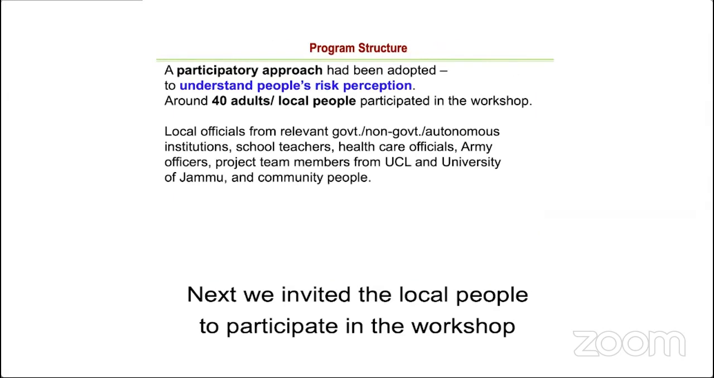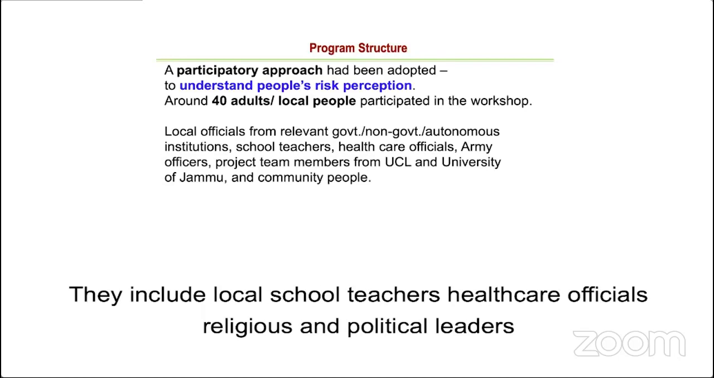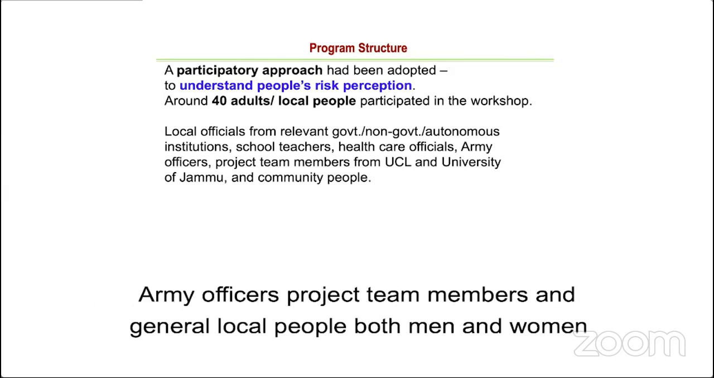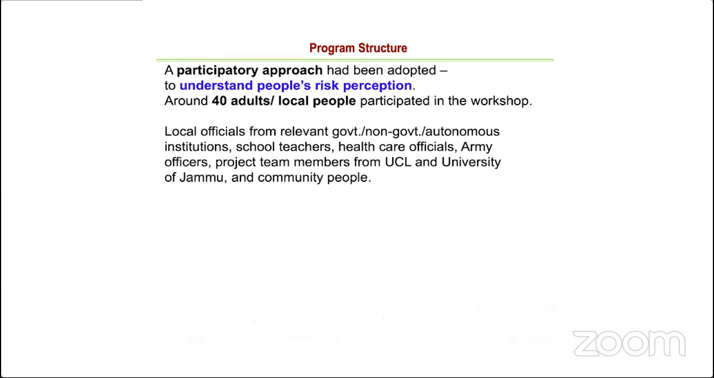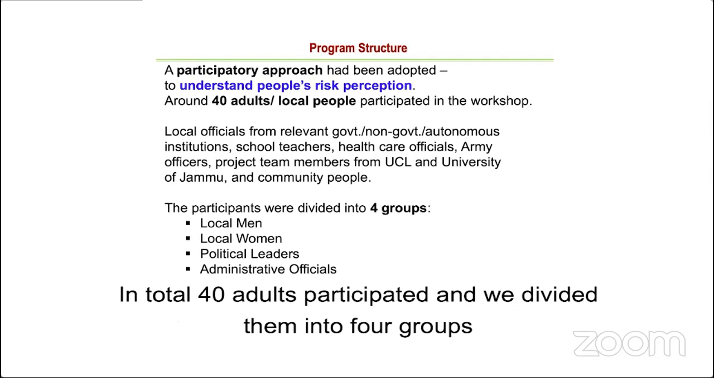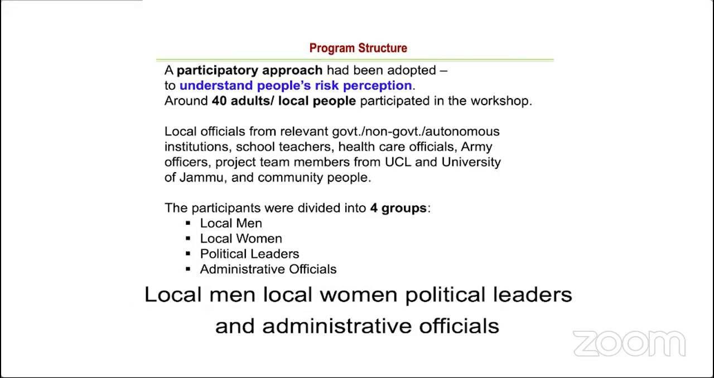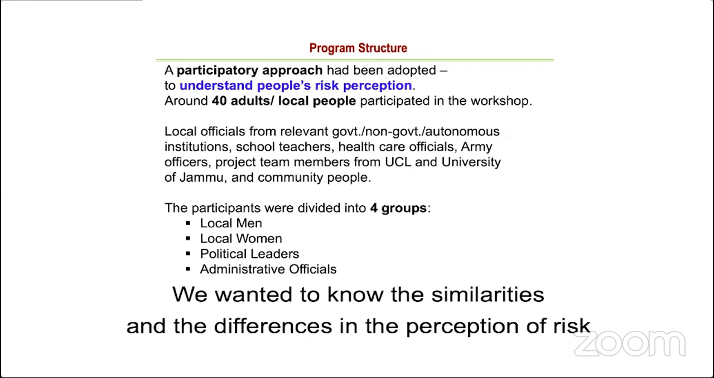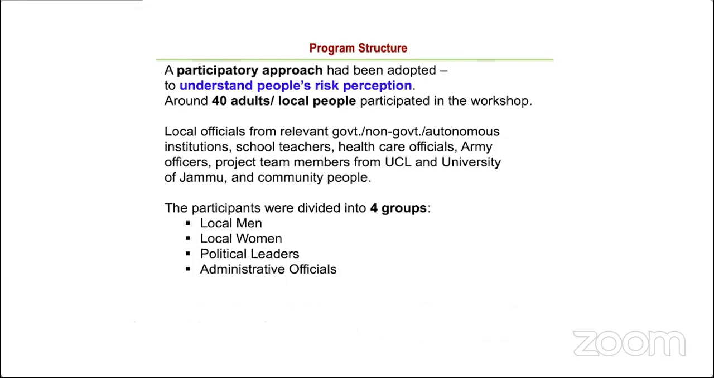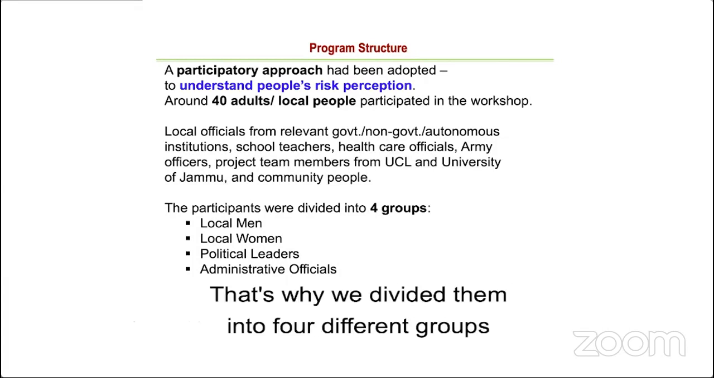Next, we invited the local people to participate in the workshop. They include local school teachers, healthcare officials, religious and political leaders, army officers, project team members, and general local people, both men and women. In total, 40 adults participated, and we divided them into four groups: local men, local women, political leaders, and administrative officials. We wanted to know the similarities and dissimilarities in their perception of risk. That's why we divided them into four different groups.